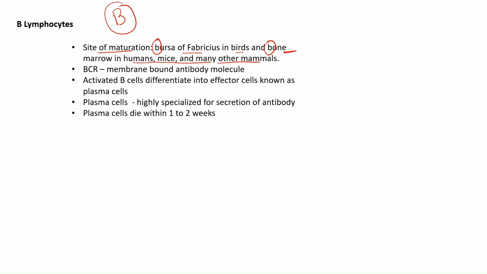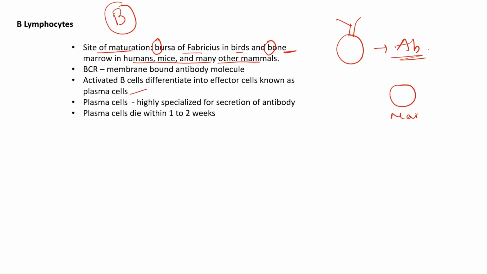A B lymphocyte contains BCR. This is a B lymphocyte. It will contain BCR on its surface. BCR is nothing but antibody molecules, because B cells are responsible for secreting antibodies in our body. Activated B cells differentiate into effector cells, which are known as plasma cells. So this is a B cell.